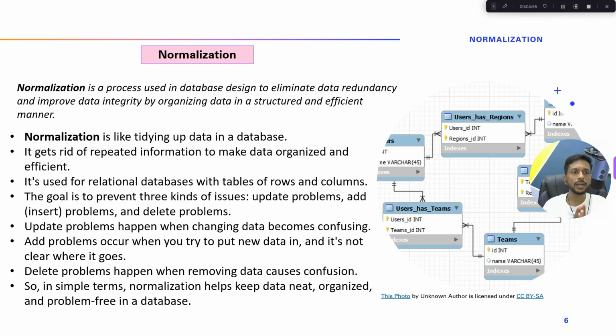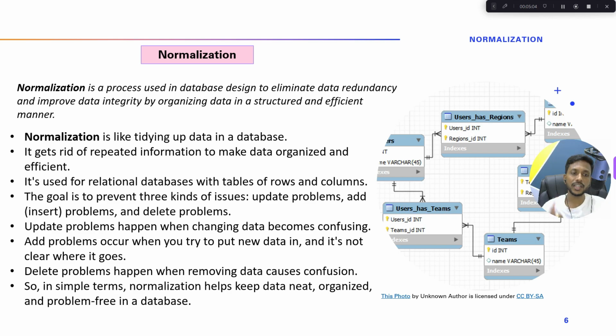And when you have a different set of tables maintaining the required information, the right information, then we call it data integrity. So organizing the data in a well-structured manner, or in an efficient manner, will bring data integrity. So what is normalization? It's like tidying up data in a database. It gets rid of repeated information to make data organized and efficient.